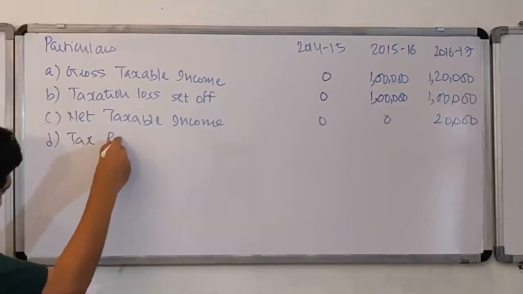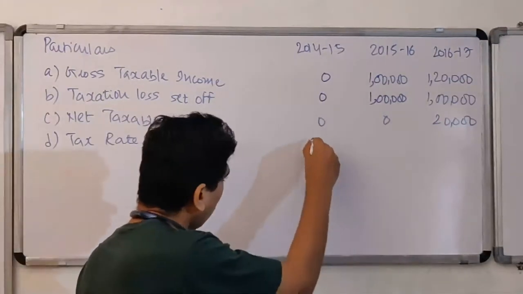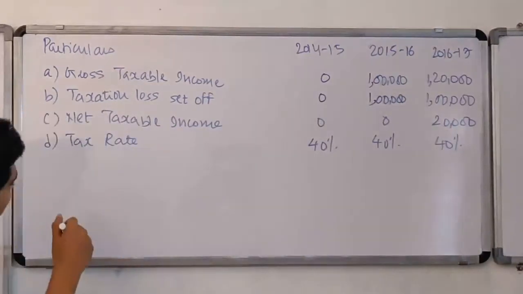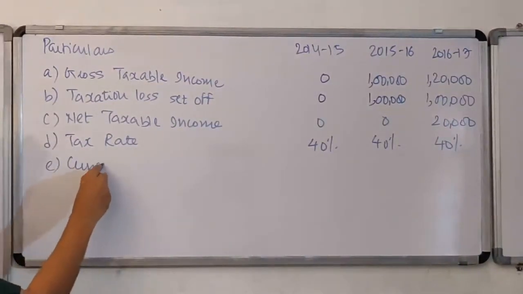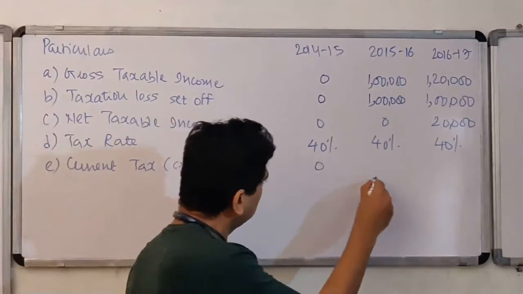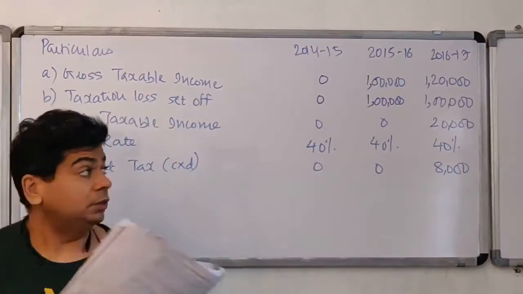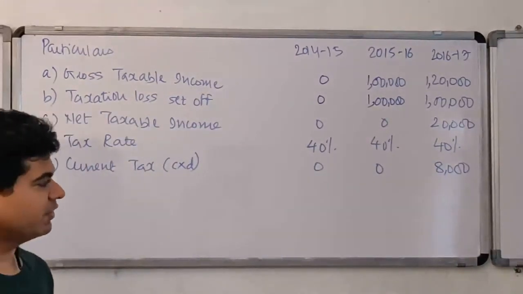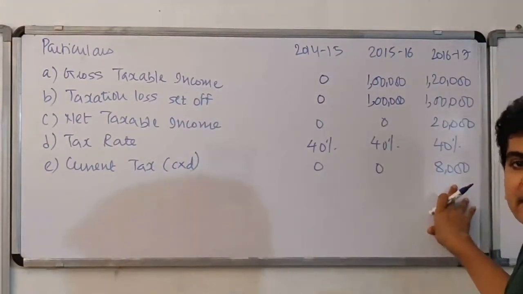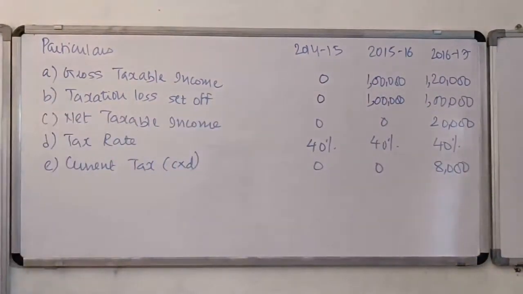I will apply the tax rate of 40%. So this gives us the first part of the tax expense, current tax. So in the year 2016-17, we will pay a tax of 8,000. The first 2 years we are not going to pay any tax at all. So that is my current tax. If you are still writing, you can pause the video and complete it.